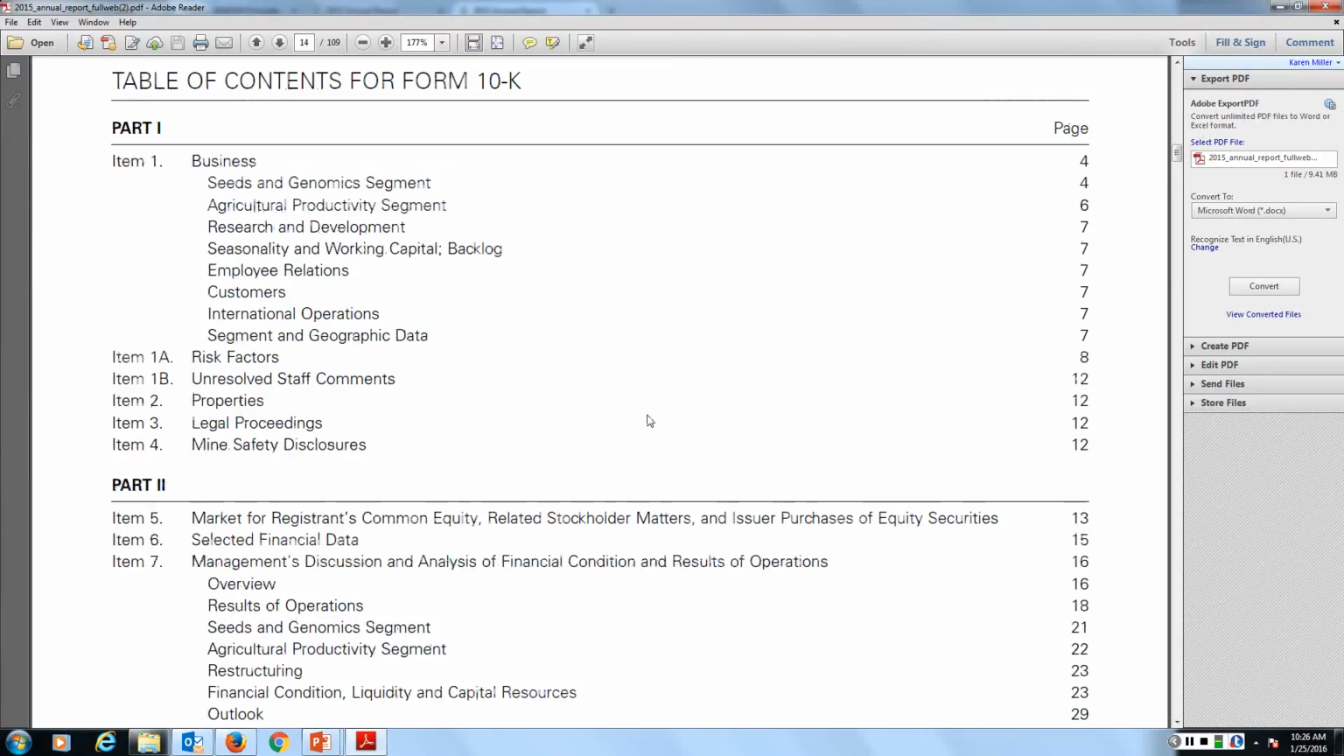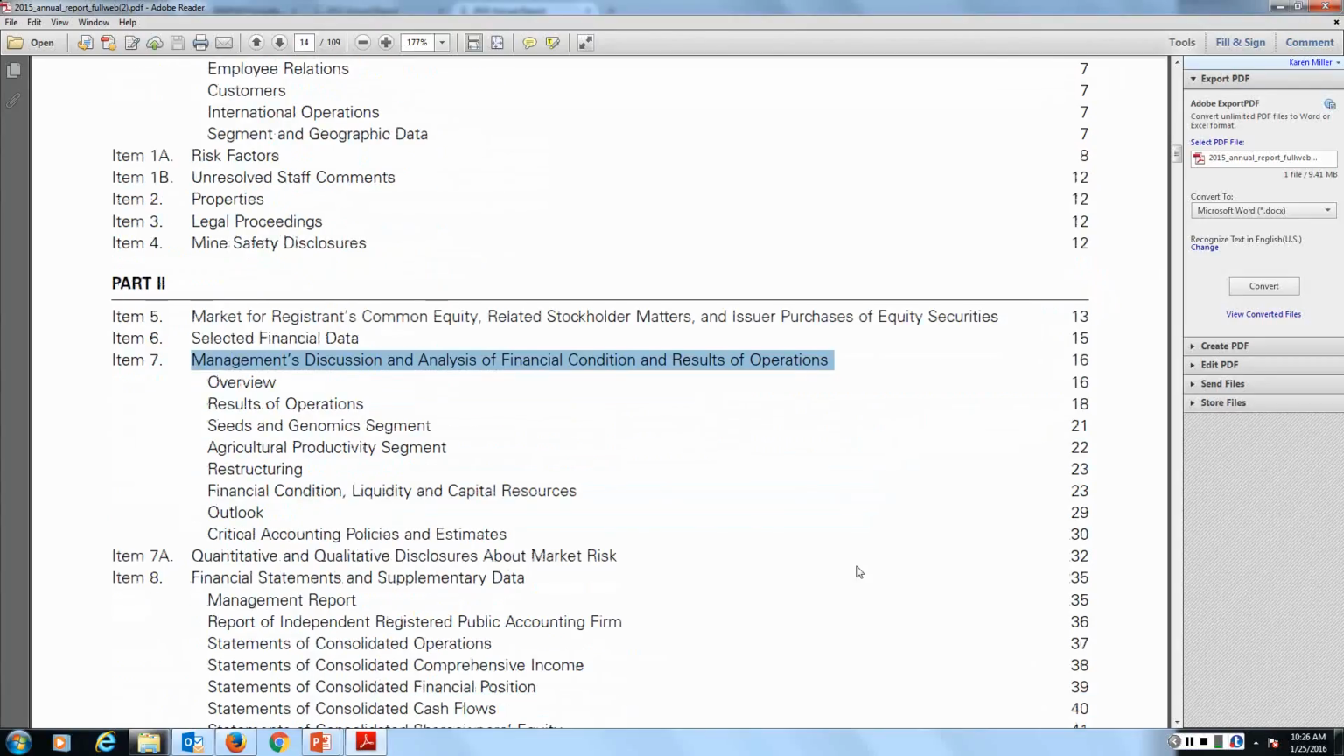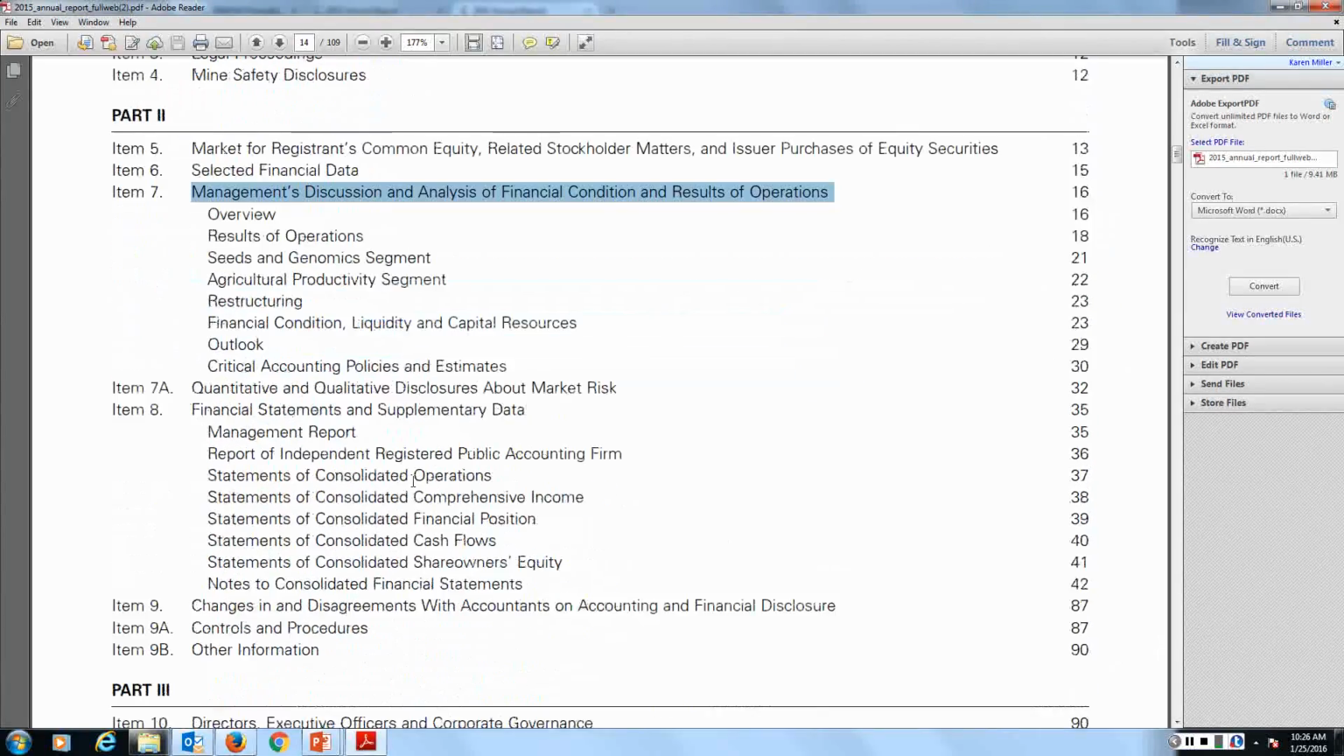We also have some selected financial data, management discussion and analysis. This is the MD&A that was mentioned above. So information that management is required to provide to the SEC about their company. And then you're going to see financial statement and supplementary data. So here are our financial statements.